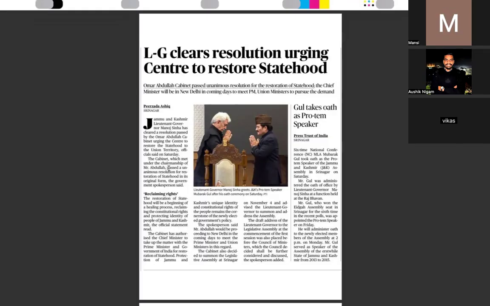The cabinet, which met under the chairmanship of Mr. Abdullah, passed a unanimous resolution for restoration of statehood in its original form, reclaiming those rights. Here, firstly, we see the role of the LG, that is the first step. The cabinet has authorized the Chief Minister to take up the matter with the Prime Minister and Government of India for restoring statehood. Protection of Jammu and Kashmir's unique identity and the constitutional rights of the people remains the cornerstone of the newly elected government.